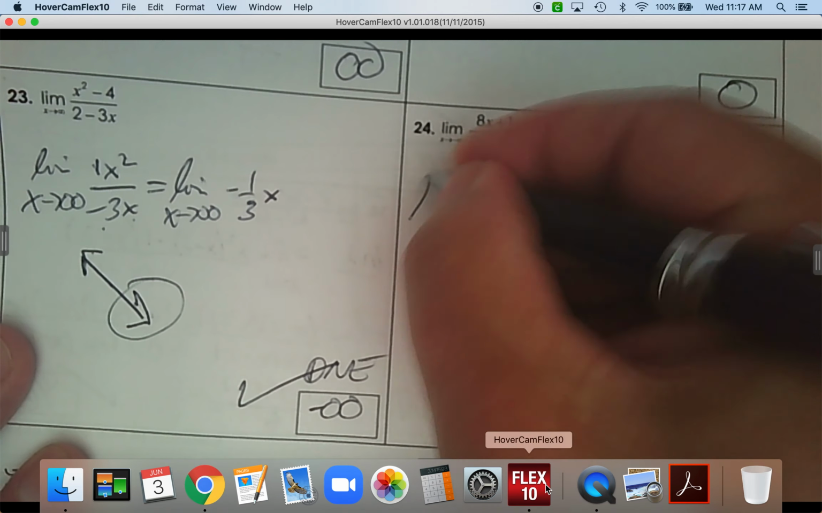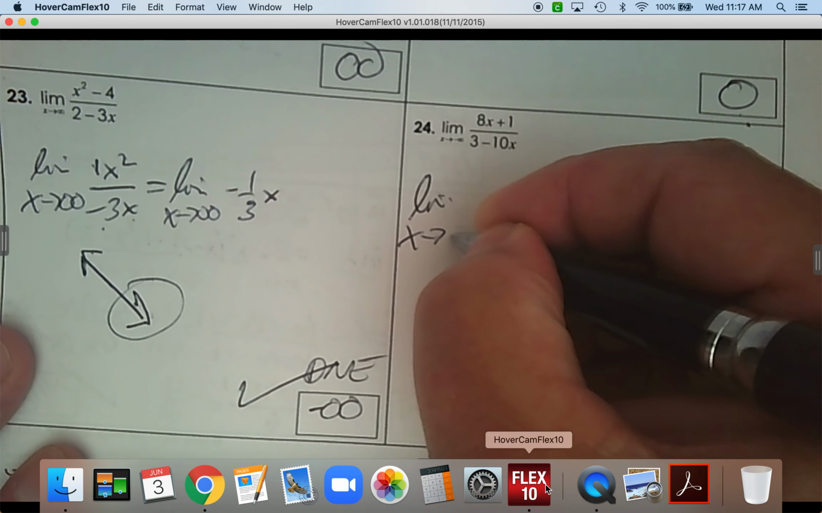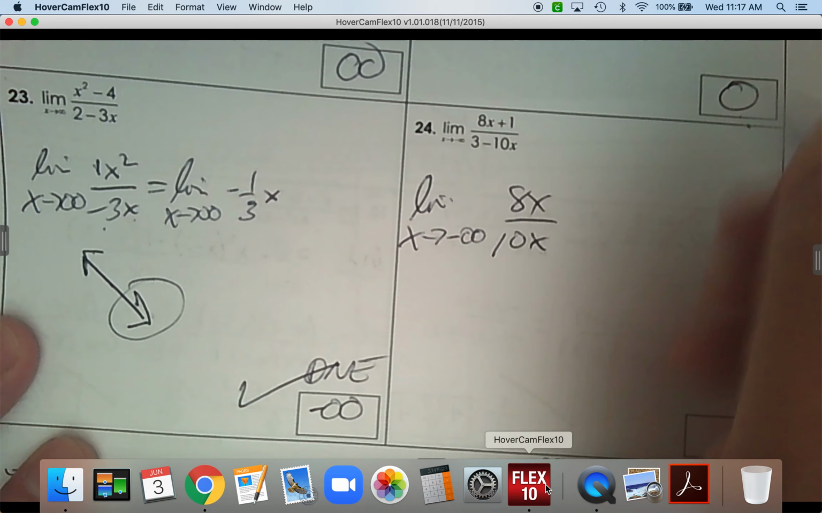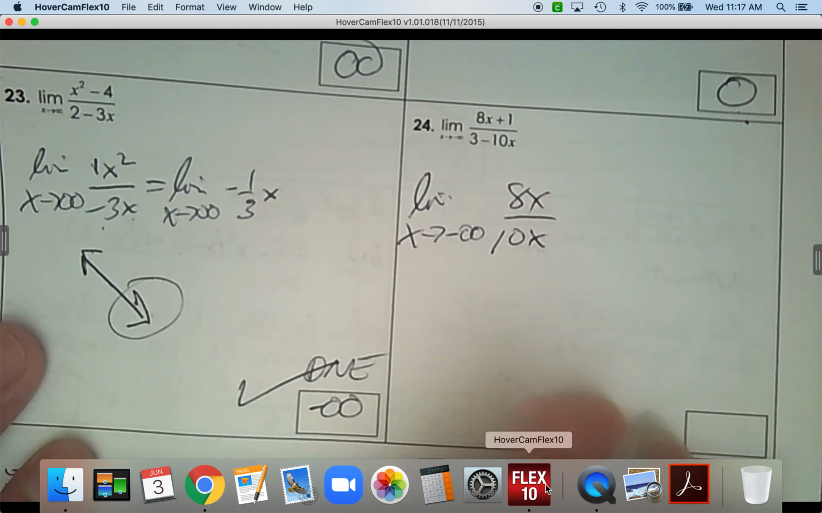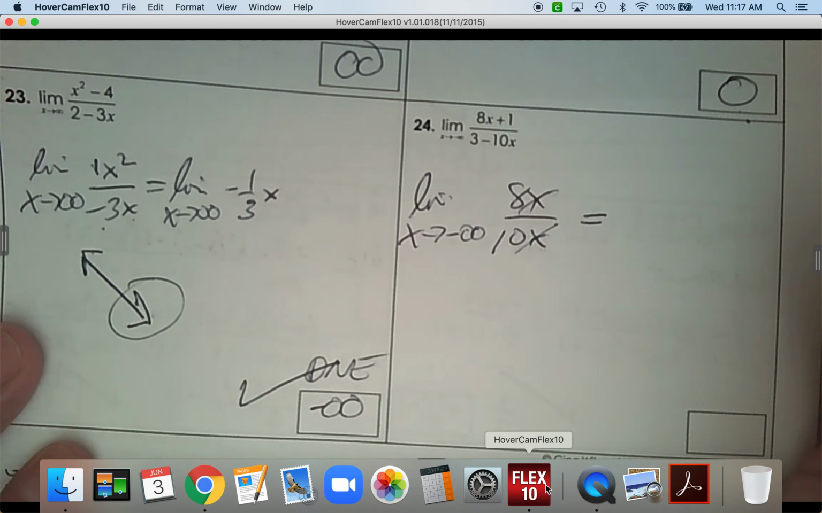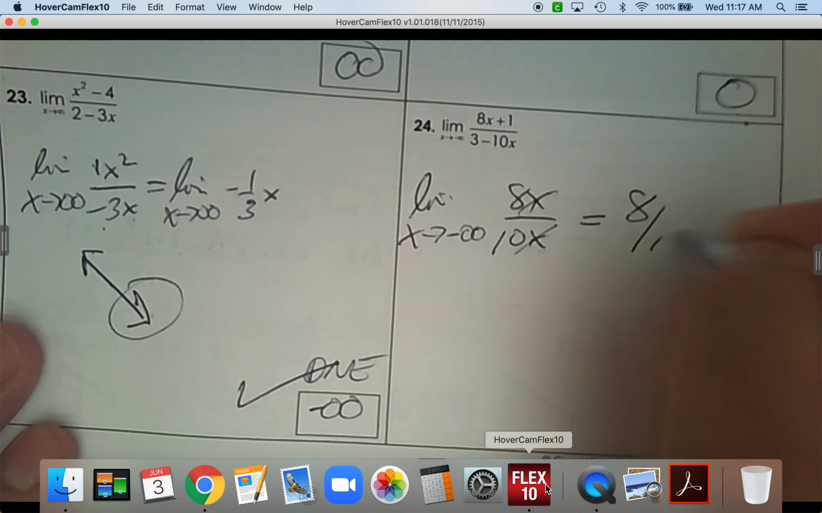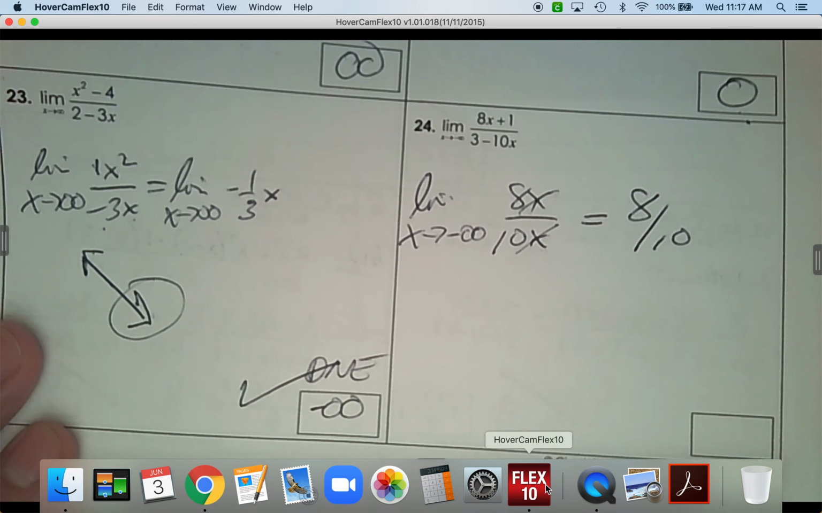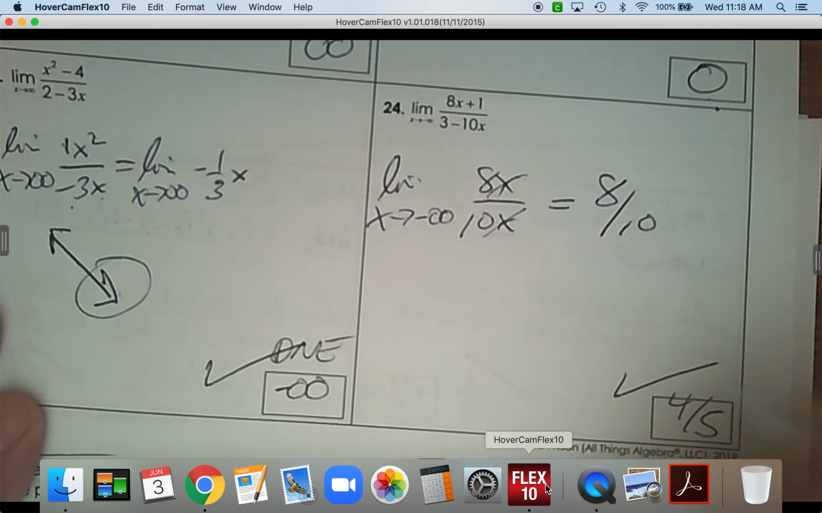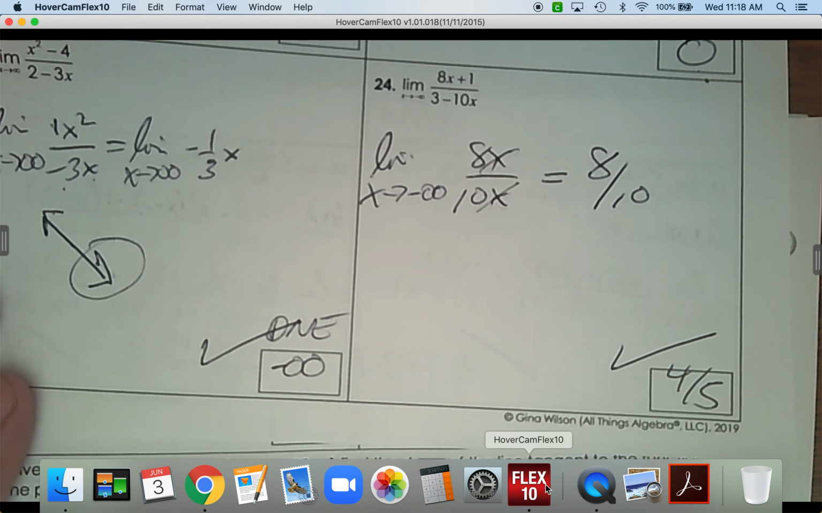Again, end behavior. The limit as x approaches negative infinity in the power term. That's 8x over 10x. So reduce it down. The x's divide out, and all you're left with is a constant. It's a horizontal asymptote. So that constant, 8 over 10, is your answer. The right end and the left end is going to 8 over 10, or you can write it as 4 over 5. Both are great answers.